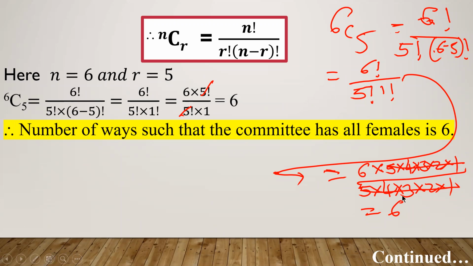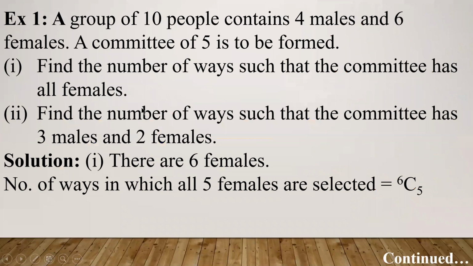Okay. Let us see the next problem. Find the number of ways such that the committee has 3 males and 2 females. Look at the second one. There are a total of 10 people. Out of that, 4 are male and 6 are female. In the second question, you have to find out how many committees you can form which has 3 males. Out of these 5, 3 should be male and 2 should be female.